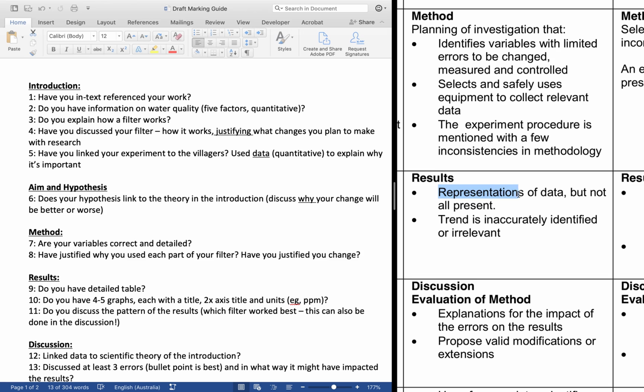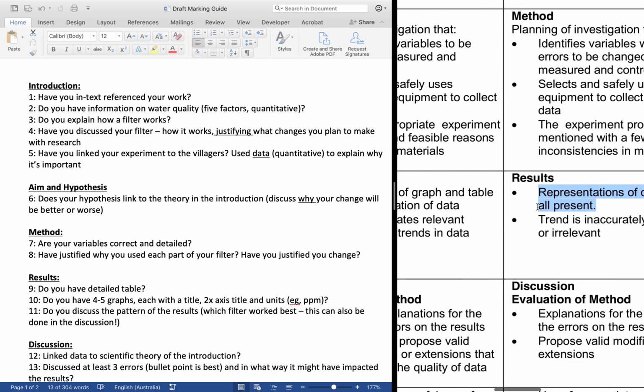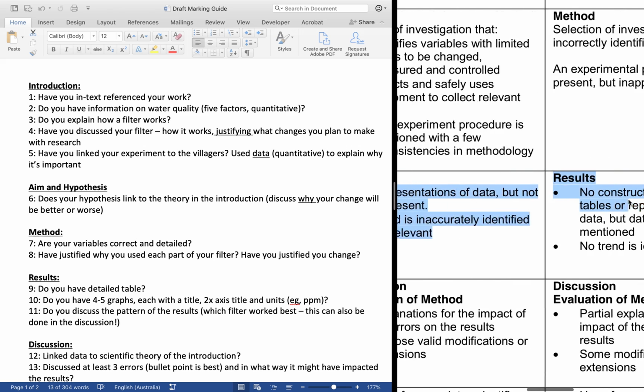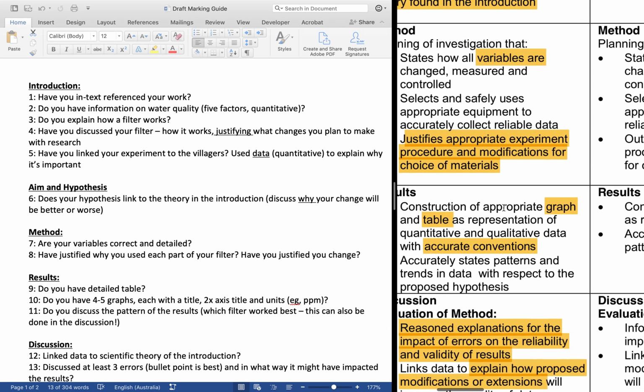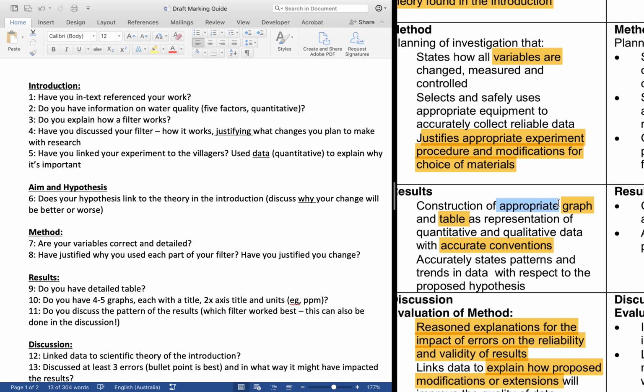C is representations of data, but not all present. So if you don't include graphs, but do include a table, you get a C. If you include both graphs and a table, but maybe there's a few graphs missing, or they're inappropriately labeled and titled, they don't have the proper title, you get a B. If you have the appropriate titles in your graph and a table, you get an A for that section.